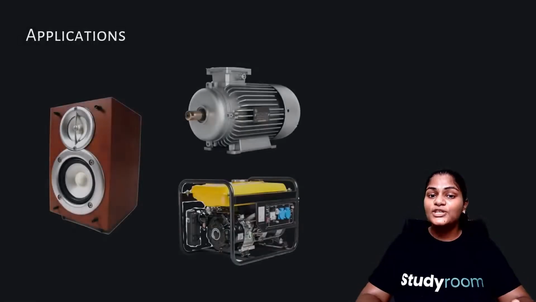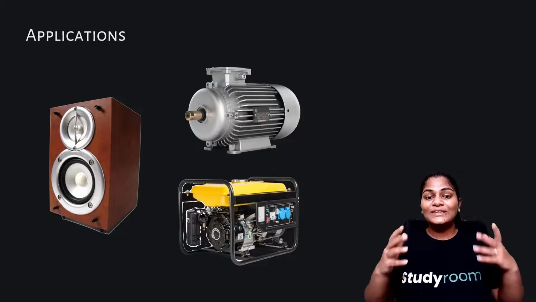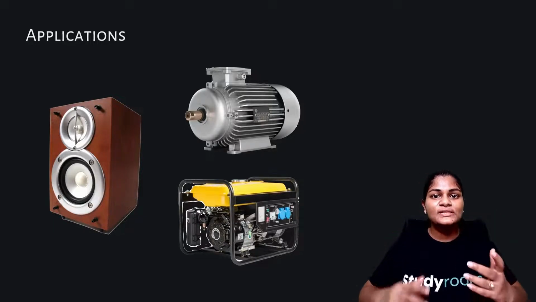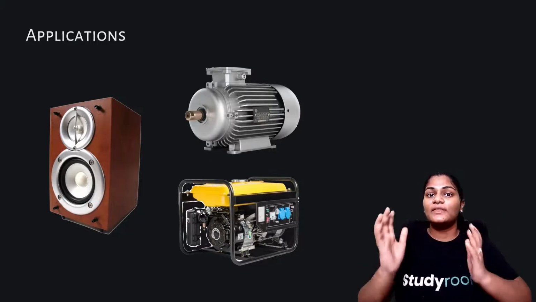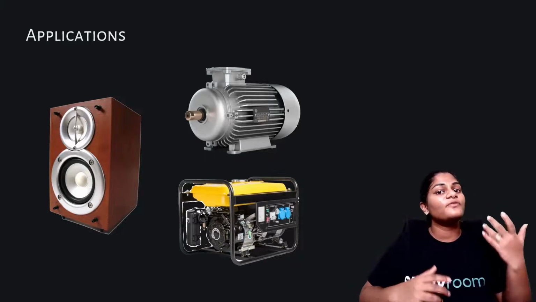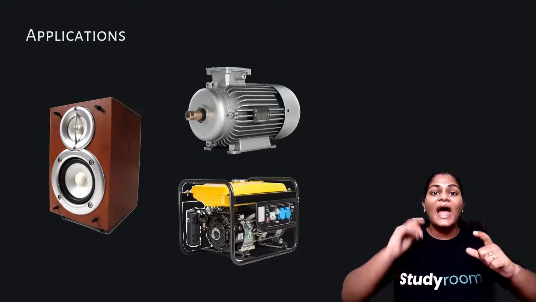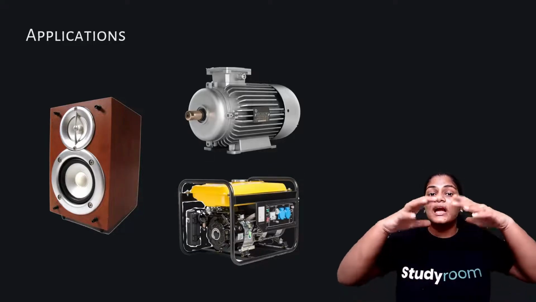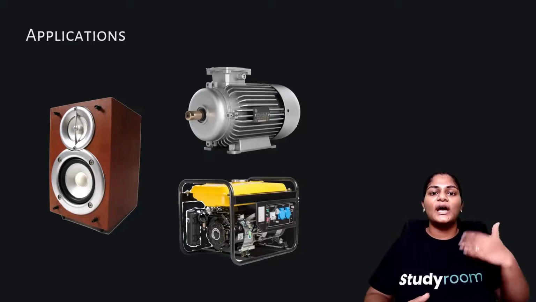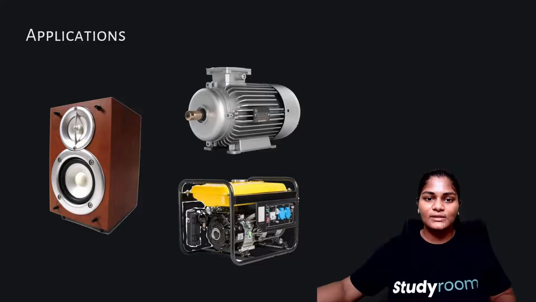So the applications of this Fleming's left hand rule. These are some of the applications of the setup and the phenomenon that we just saw, which uses a magnet, like we used a horseshoe magnet. Any kind of magnet can be used. So a magnet and a current carrying conductor. This kind of a setup is used as an application in many devices like this.